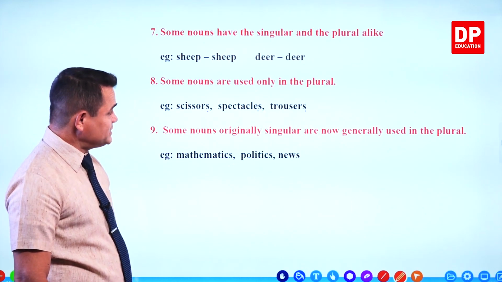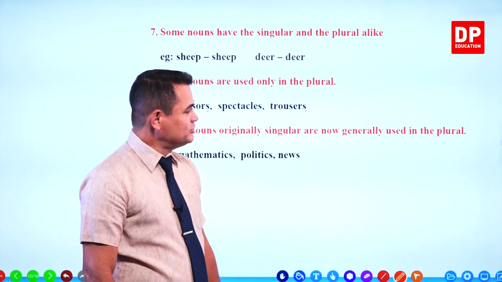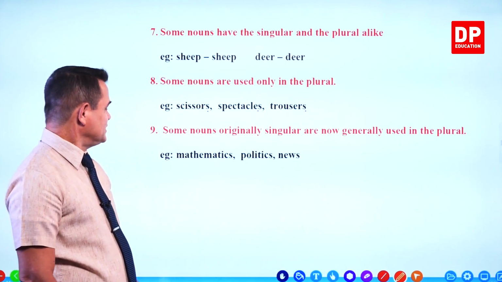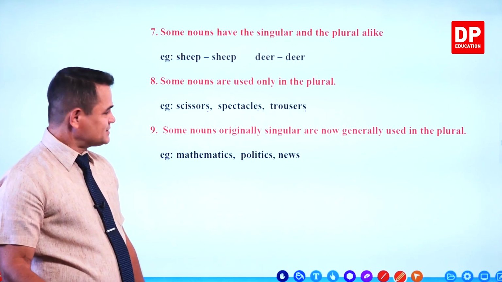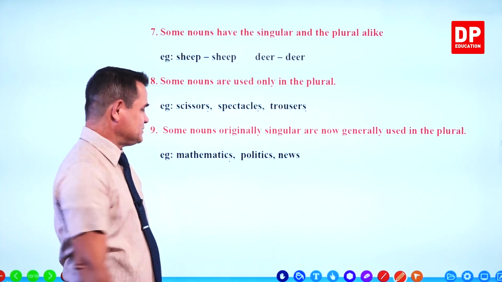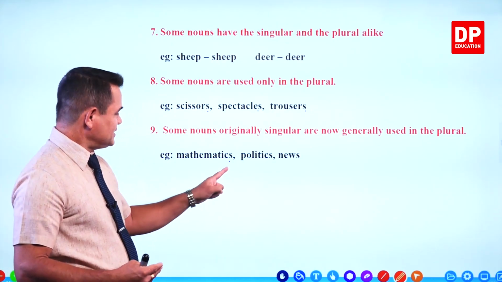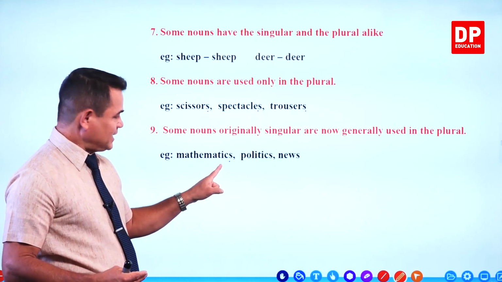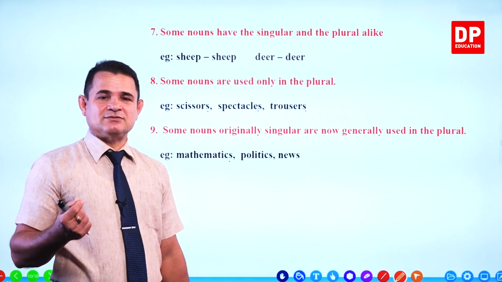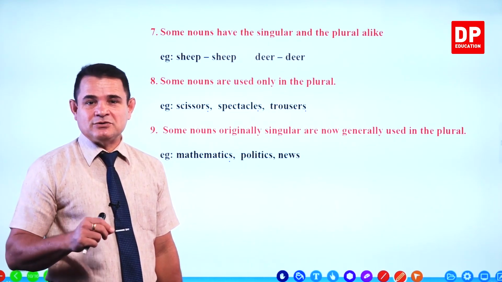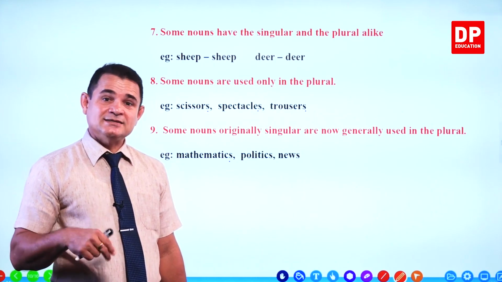Some nouns originally singular are now generally used in the plural, right? Now, like mathematics. Mathematics in this way. Politics. News. Singular. Actually, S form තිබුණා. Then news is read. Politics is not a good field these days. So that is another way.